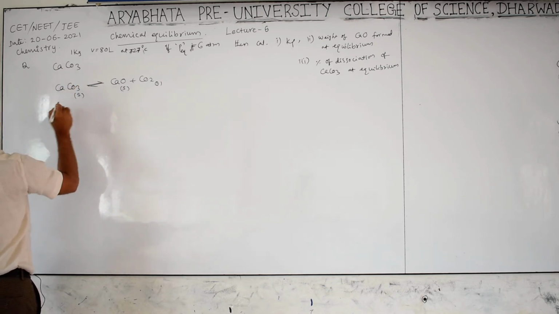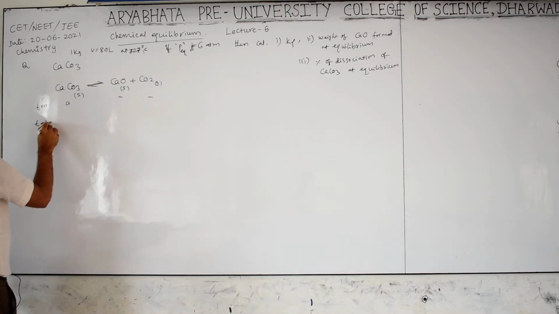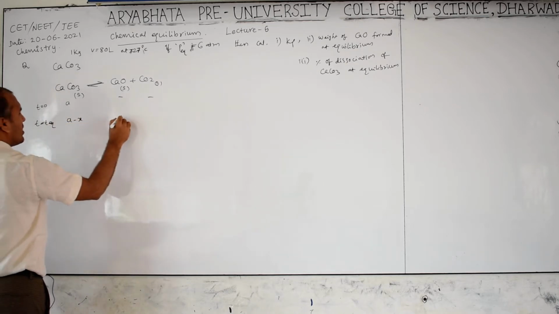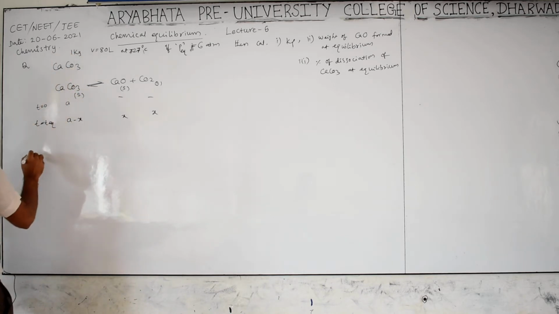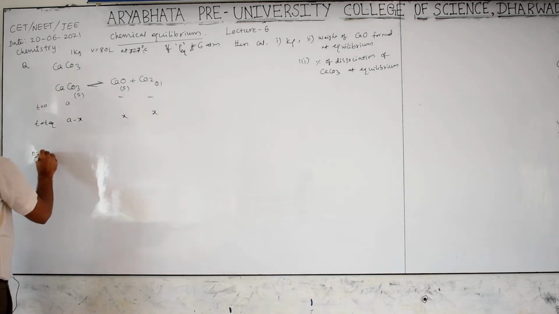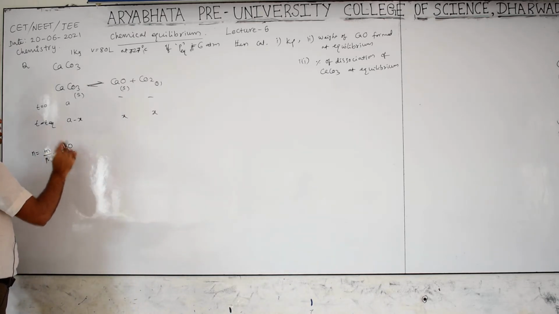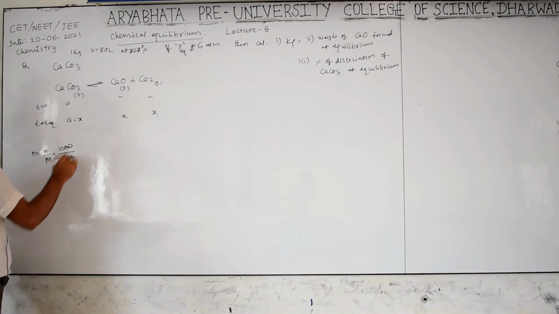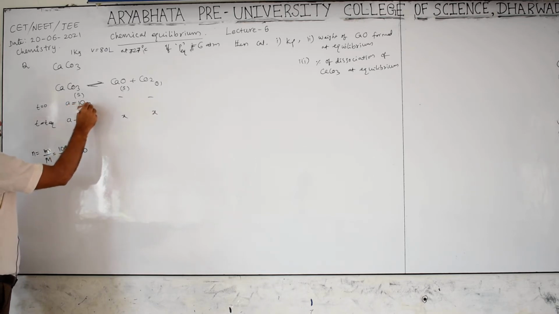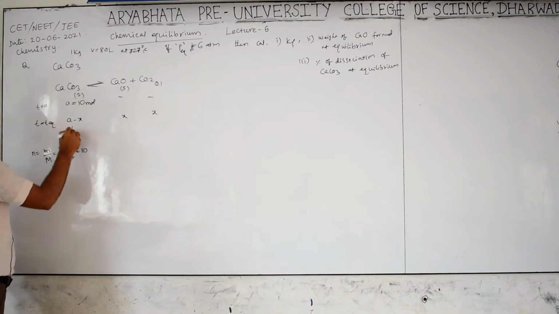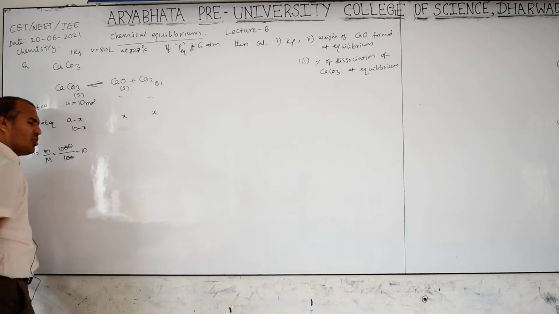Normally you can consider this as A moles at T equal to 0, and at equilibrium time this is A minus X, this is X, this is X. But 1 kg is given, so n is equal to mass by molar mass. Mass is 1 kg, meaning 1000 gram, and molar mass is 100 gram, so the zeros cancel, therefore this is 10 moles. So A is 10 moles, then this is 10 minus X, and here also X, there is no change.